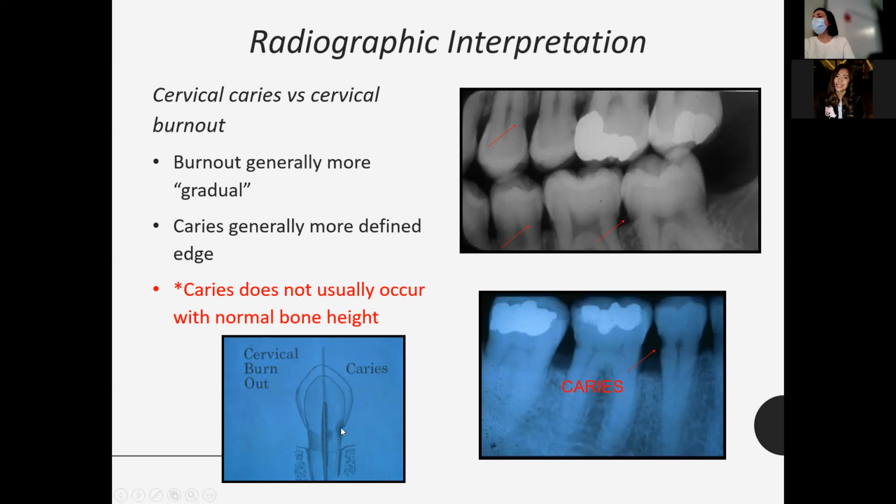And so here's a side-by-side. Caries is usually darker and more demarcated, and cervical burnout is more gradual and diffuse. Caries does not usually occur with normal bone height, is the disclaimer there. Caries has a more defined edge. Cervical burnout is a little more gradual.